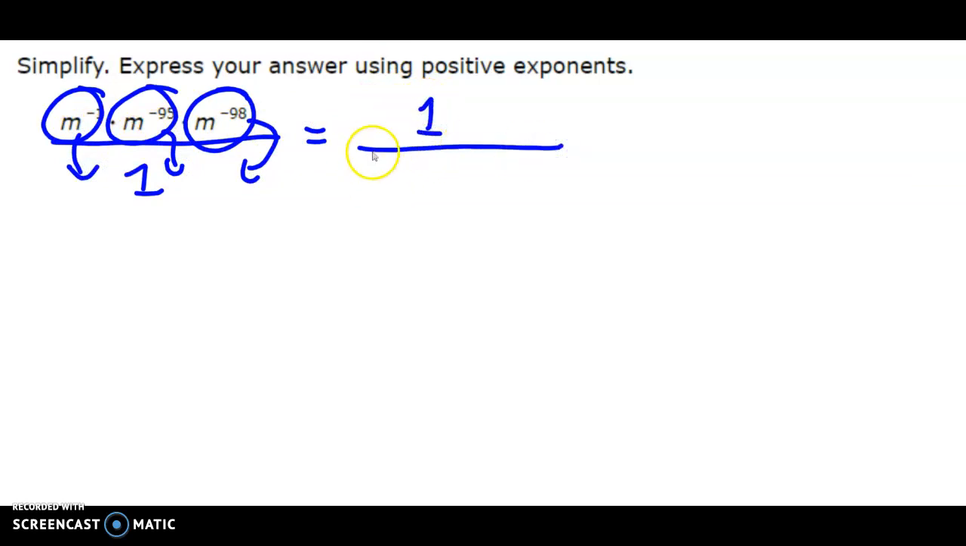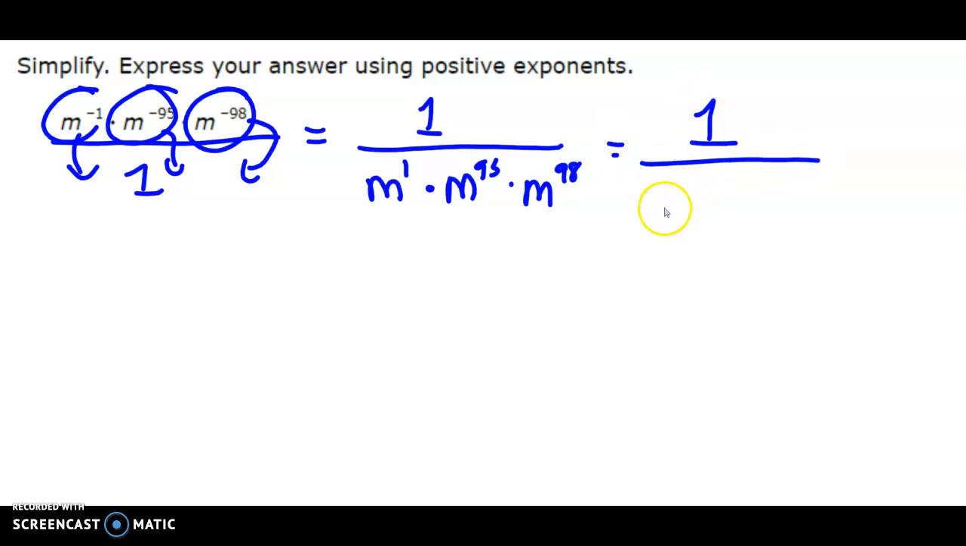On the bottom, we have the 1, but so many things are being added that I just had to make sure that that was what it was. So m to the first is coming down, m to the 95th, and m to the 98th. Well, now we're going to add those all together, and we wind up getting m to the 194th. Big guy, but don't be scared of those big numbers.